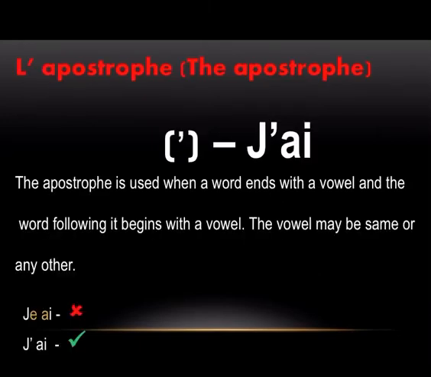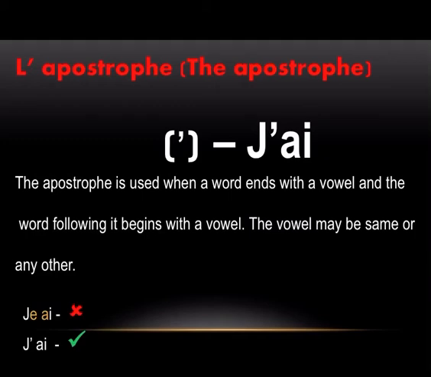The other one is l'apostrophe, the apostrophe. You must be familiar with this as it is used in English as well. When we skip or drop a letter, we replace it with an apostrophe. In French also the same thing is applied, but with a bit of condition. The apostrophe is used when a word ends with a vowel and the word following it begins with a vowel or silent H. The vowel may be same or any other.